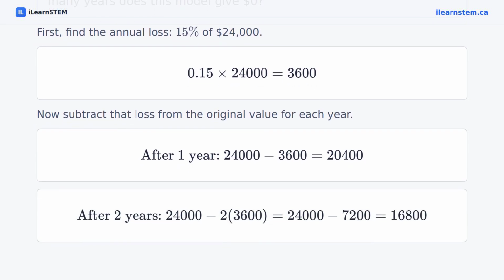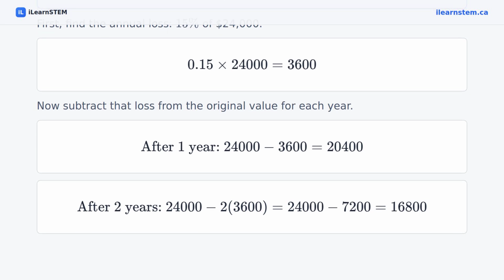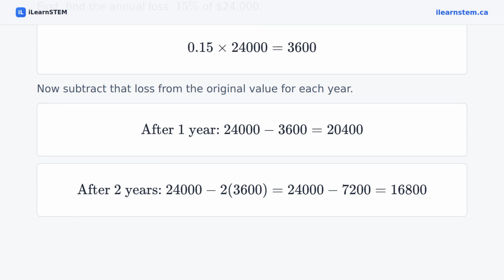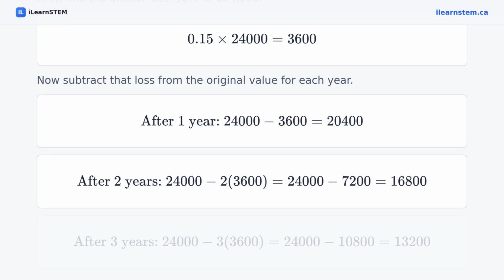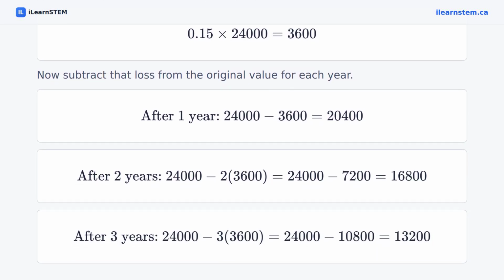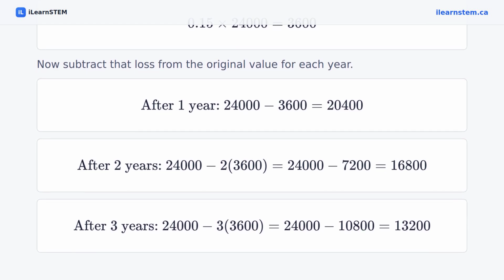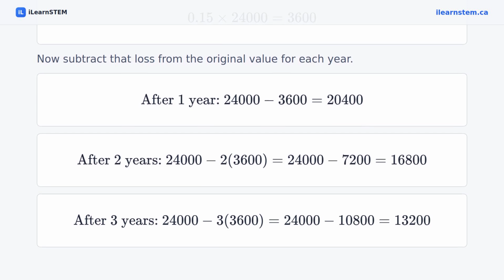After 2 years, 24,000 minus 2 times 3,600 equals 24,000 minus 7,200 equals $16,800. After 3 years, 24,000 minus 3 times 3,600 equals 24,000 minus 10,800 equals $13,200.